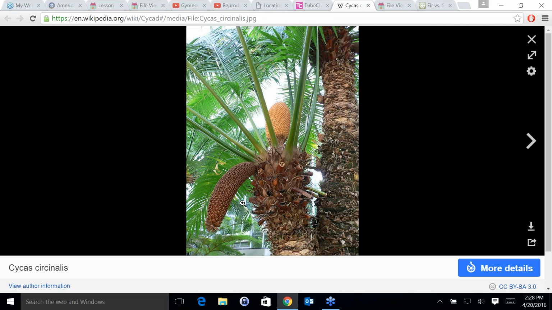And like I said before, here is a cycad, and you see how it looks like a palm tree, but it produces these large cones, again the male and the female cones that are used for reproduction. The seeds are inside the female cones. It's interesting to see that these are also gymnosperms. They are very large.